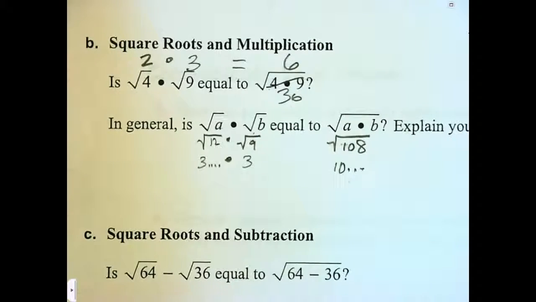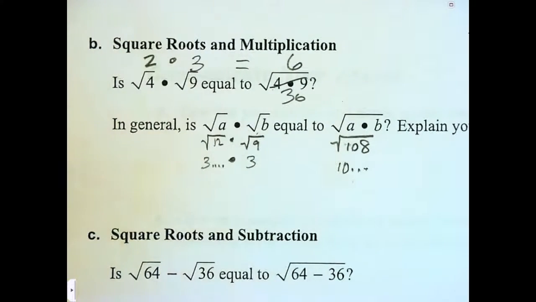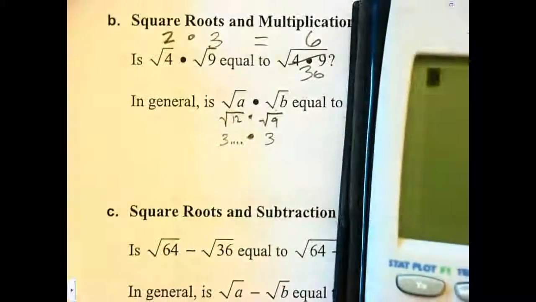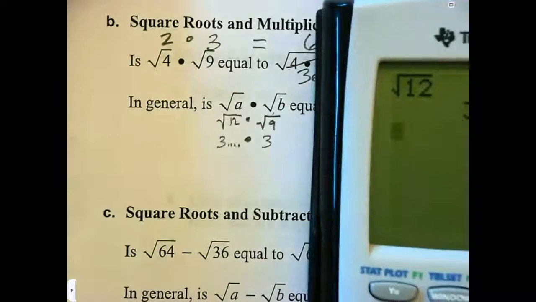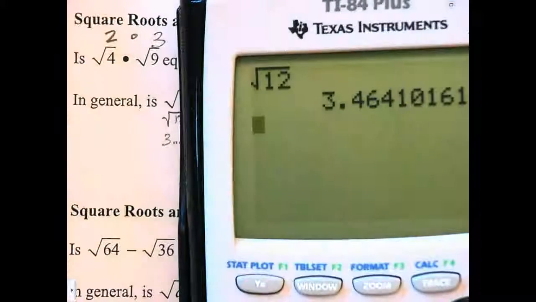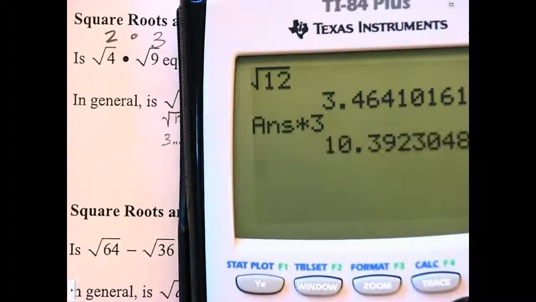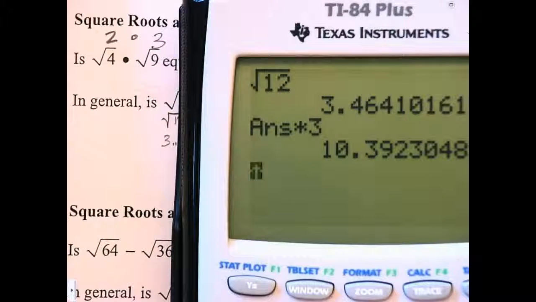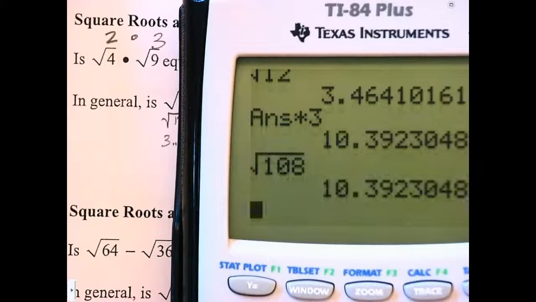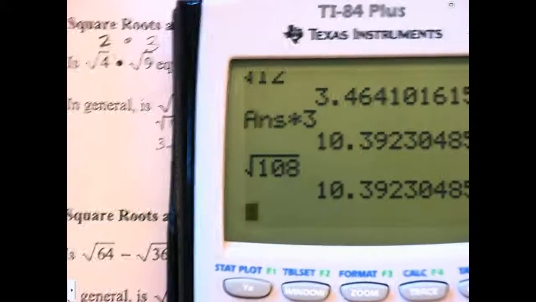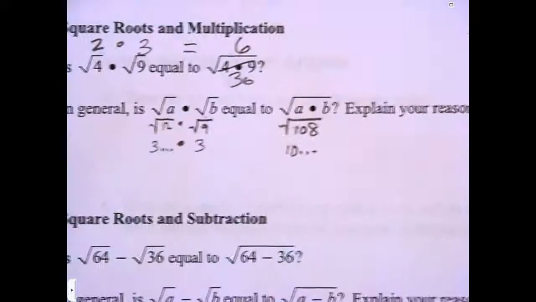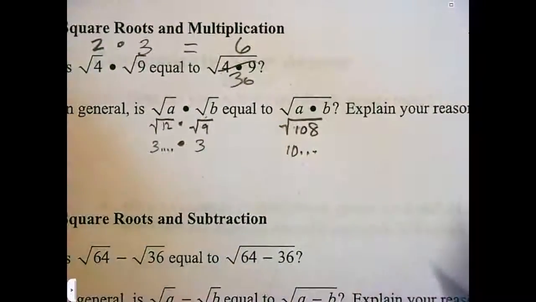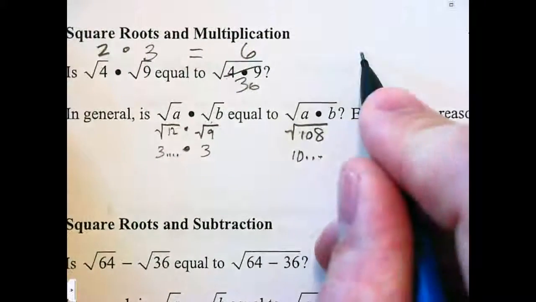Okay. So, Kai, can I borrow your calculator? Let's try it out. Root 12. Good. We multiply that by 3, we get 10.39, and then we do the square root of 108. You can work it out. Could have just been a minor math error, but you definitely want to try other numbers out. Okay? So, yes, it will work if you want to multiply.